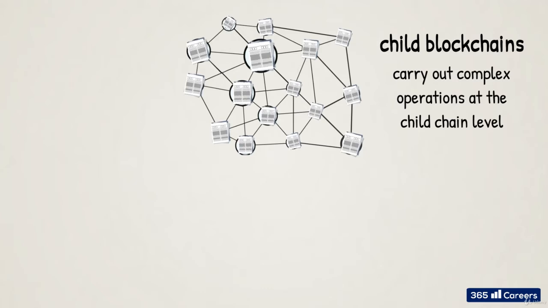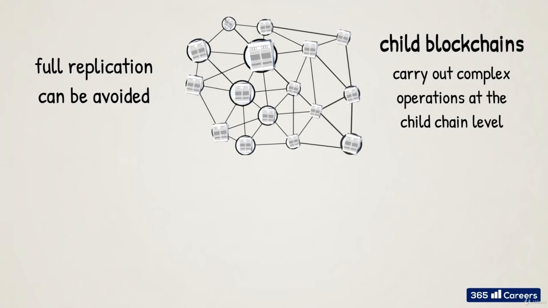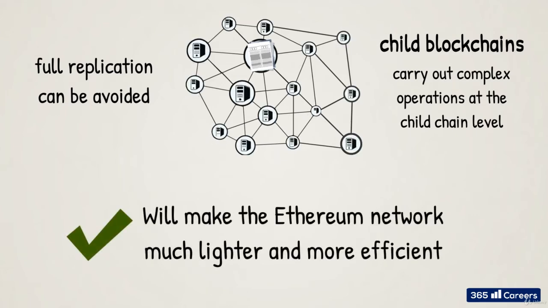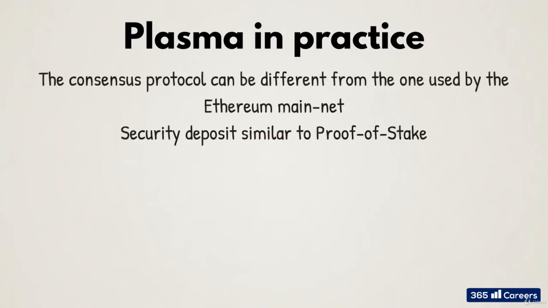With Plasma, we can avoid the replication of every single smart contract operation across all full nodes on the Ethereum network. This solution would spread around the workload of transaction processing and make the Ethereum network much lighter and more efficient. In Plasma, child blockchains can have their own consensus algorithm, which can be different.